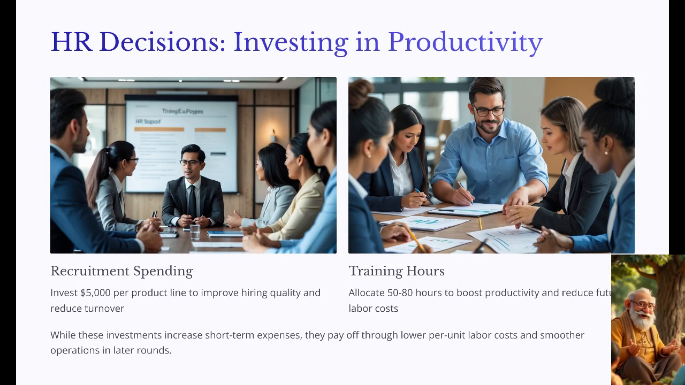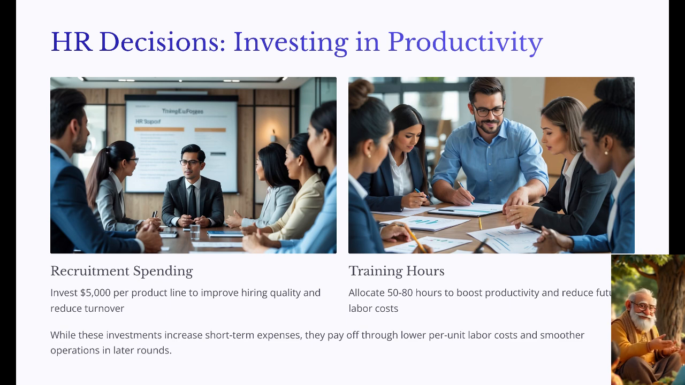Part 7. HR decisions. Investing in productivity. Capsim allows you to invest in your workforce through recruitment spending and training hours. Here's the recommendation for round 3. Recruitment: $5,000 per product line, improves hiring quality and reduces turnover. Training: 50 to 80 hours, boosts productivity and reduces labor costs in future rounds. This investment might increase your short-term expenses, but it pays off in lower per-unit labor cost and smoother operations in later rounds.